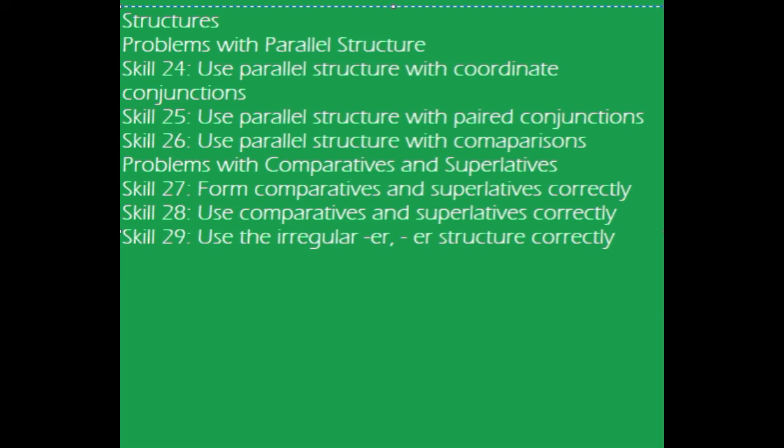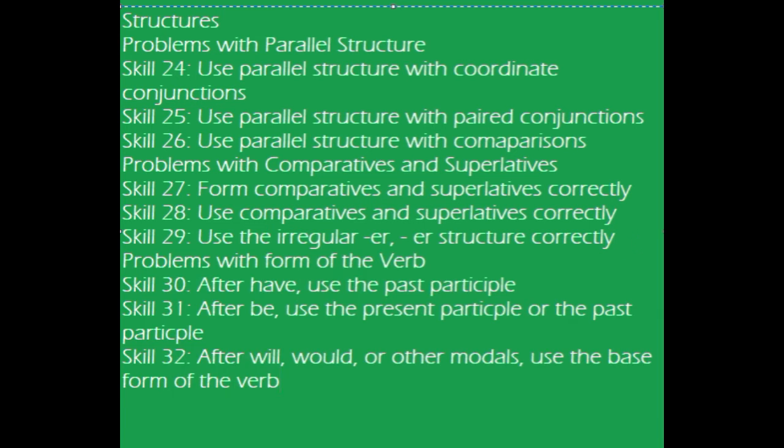The verb be is one of the basic verbs that we need to learn when we are in the process of learning languages. I think in all languages we start with the verb to be, but in different languages. Here you go. Problems with the verb to be. After have, use the past participle. After be, use the present participle or the past participle. This means present continuous. After will, we use would or other modals. Use the base form of the verb.